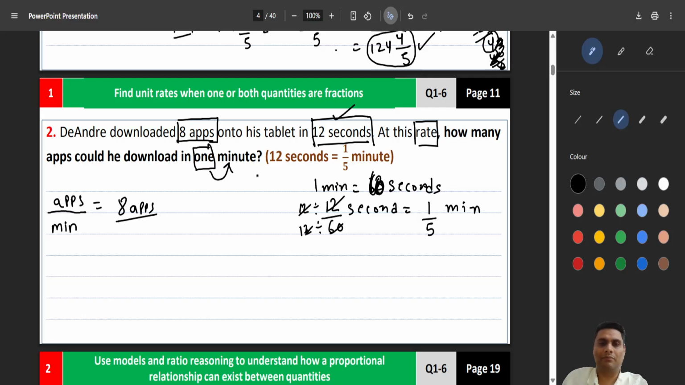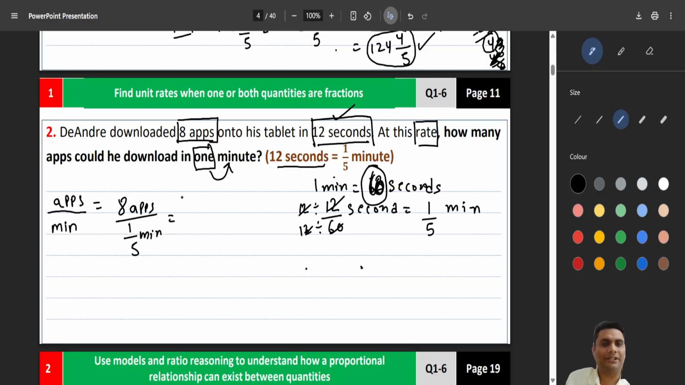Remember, whenever you go from a small unit to a big unit, you divide, and whenever you go from a big unit to a small unit, you multiply. Here second was small and the minute is bigger, that is why I divided by 60. Why 60? Because 1 minute has 60 seconds. So I will put 1 over 5 minutes here.